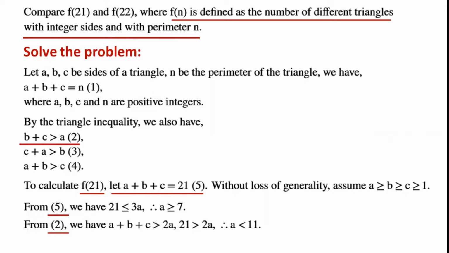From equation 2, we have a + b + c > 2a, so 21 > 2a. So a < 11. So 7 ≤ a ≤ 10.